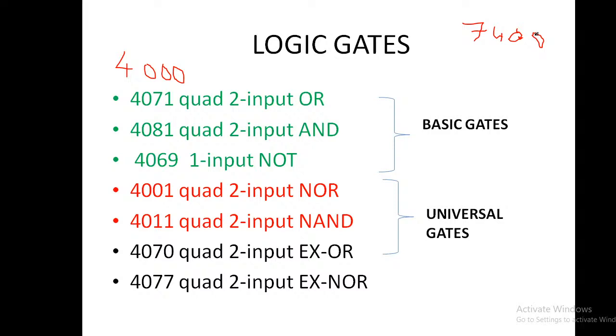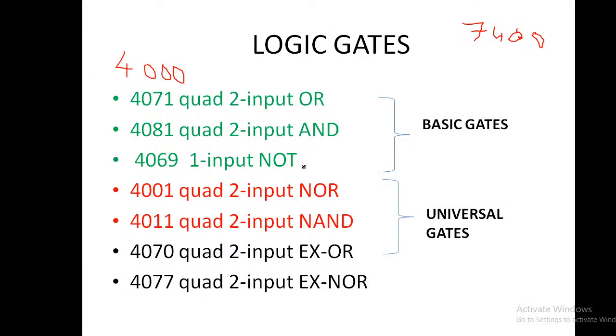We will be using these in the Proteus. Please note it down. 4071 is used for 2 input OR gate, 4081 is used for 2 input AND gate, 4069 is used for 1 input NOT gate, which is also known as hex inverter, right? 4069 is also known as hex inverter.